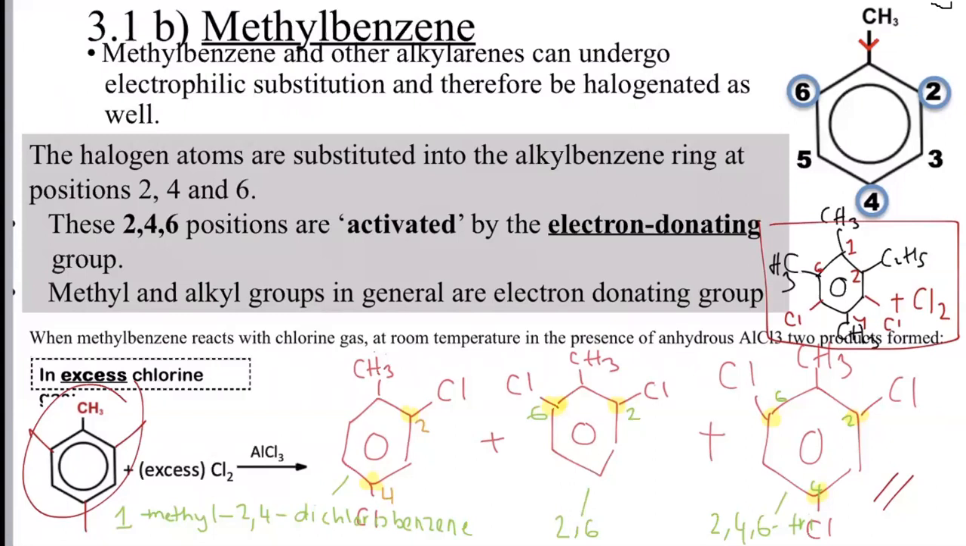The bottom line is, if it is available, if it's empty, 2,4,6 will be filled in first. 3 and 5 may or may not happen because those positions are not activated.